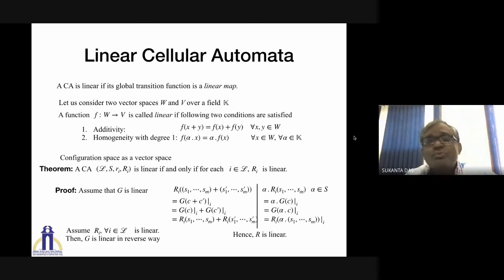Now, what do we mean by this linearity? Let us consider two vector spaces W and V over a field K.